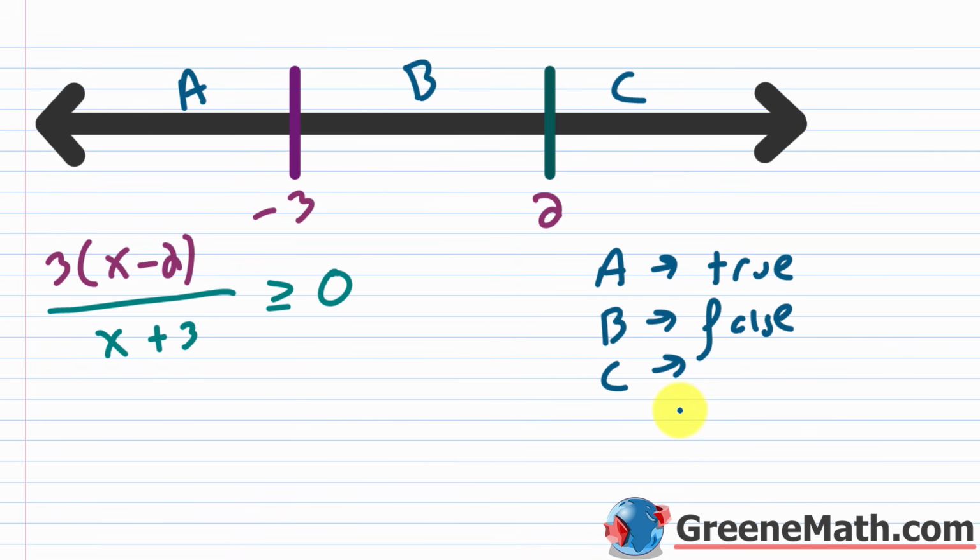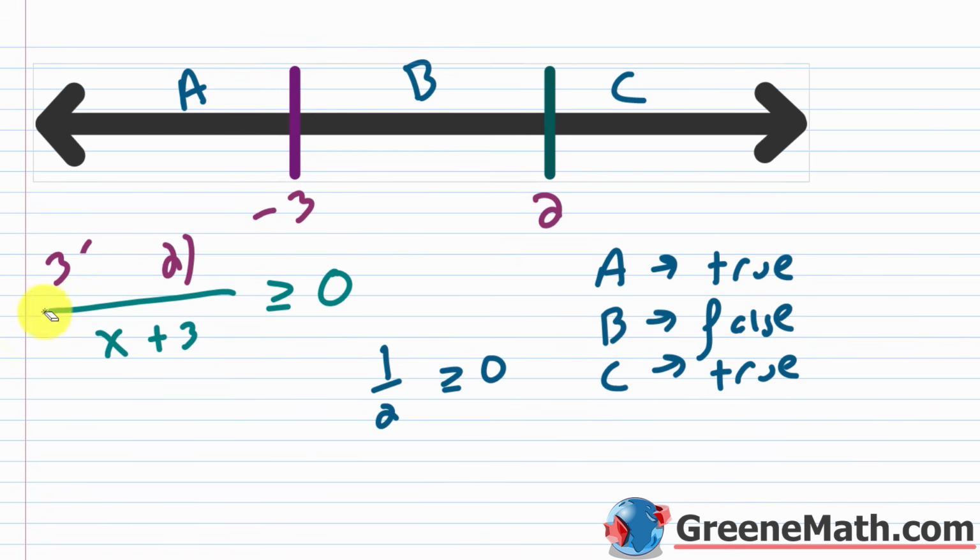Okay. For C, you could pick 3. It's anything greater than 2. So 3 minus 2 would be 1. 1 times 3 is 3. And this is over, if you have 3 plus 3, that's 6. So 3 over 6 is going to be a half. But more importantly, it is a positive value, so it's greater than 0. So this is going to be true.